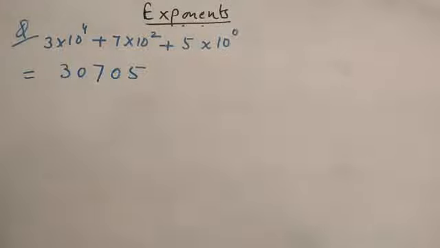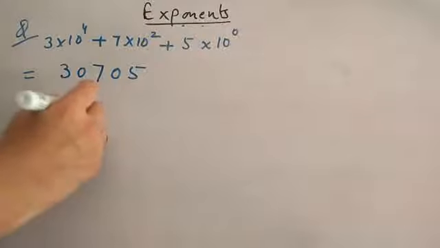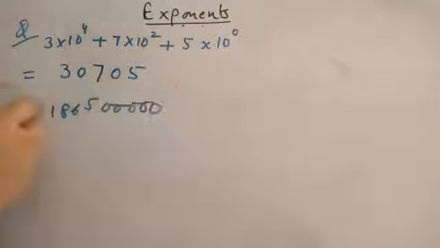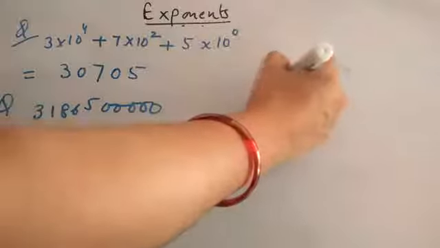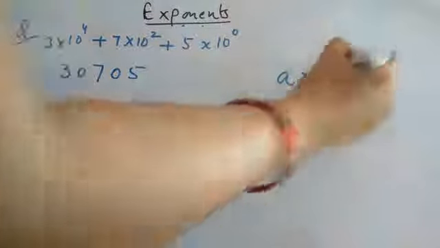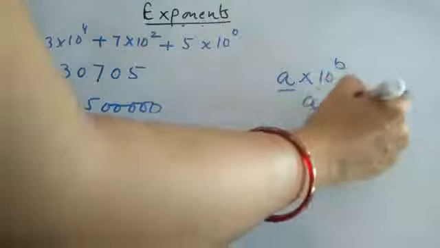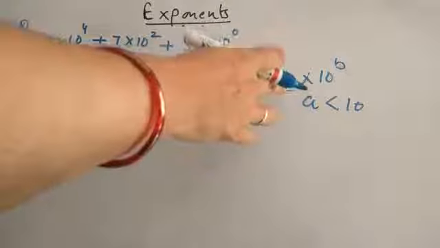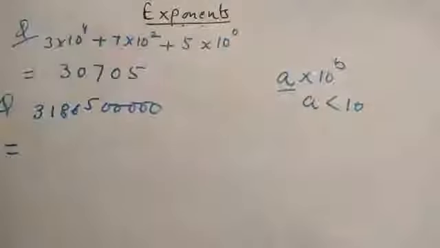Now how to write in standard form? I'll give an example of that. Suppose you have 31865 and then zeros, 00 and 000. You have to write this number in standard form. Writing in standard form means you have to write the number in such a way like this, where a is always less than 10. You have to write the number as a into 10 to the power b. B can be positive or negative, but a should always be less than 10.